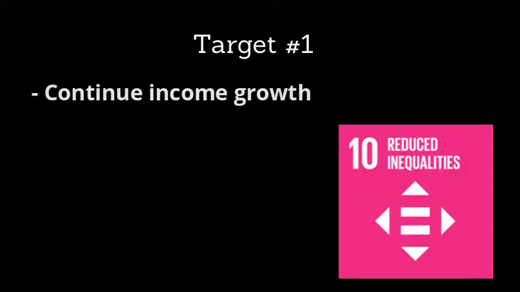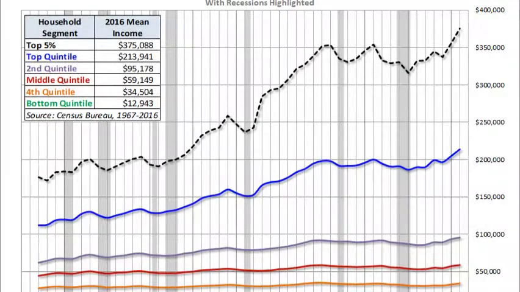The first goal of UNSDG number 10 is to progressively achieve and continue income growth of the bottom 40% of the population by the year 2030.